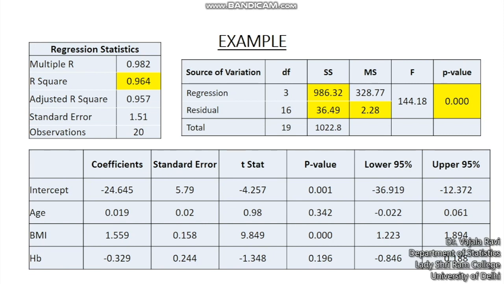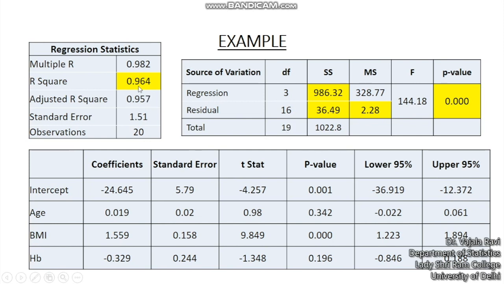The first thing that we note is the R square value, which was 0.964. If you remember earlier, the R square value was 0.655. That means earlier only 65.5% variation in Y was being explained by age. Now 96.4% variation in the CT severity score is jointly being explained by age, BMI and hemoglobin. And if we wish to see whether this R square is good enough, we look at the ANOVA table. The p-value is significant. Therefore, we are rejecting the null hypothesis that R square is equal to 0 and hence conclude that regression is valid.